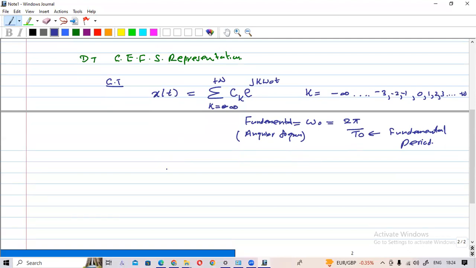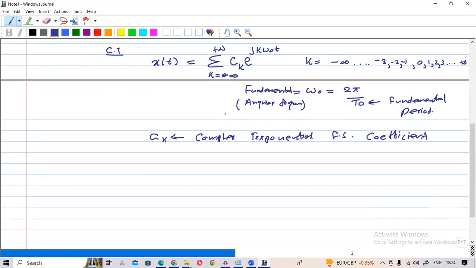Also, this Ck is a weightage, and it is referred to as the complex exponential Fourier series coefficient. The Ck are said to be Fourier series coefficients. There can be coefficients from C minus infinity to C plus infinity.